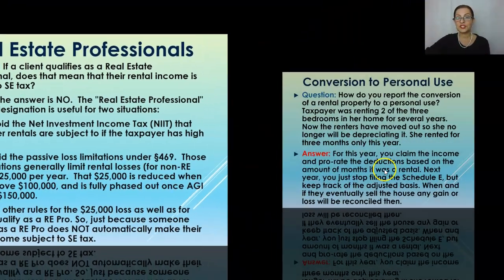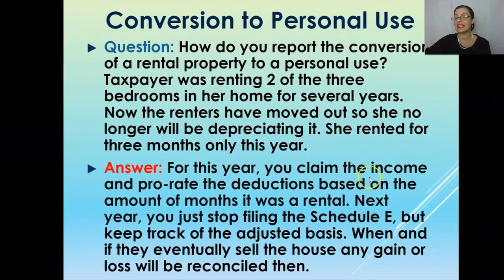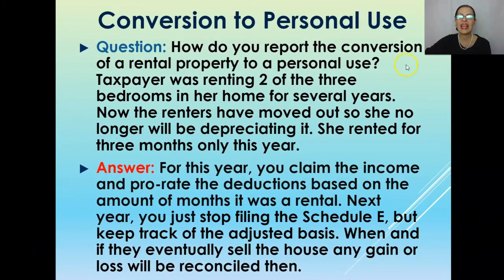Okay? Conversion to personal use. Okay, the last slide, everyone. How do you report the conversion of a rental property to personal use? The taxpayer was renting 2 of the 3 bedrooms in her home for several years. Now the renters have moved out, so she no longer will be depreciating it. She rented it for only 3 months this year. Okay, so in the current year, she has rental activity, 3 months. So she's going to have a Schedule E for the current year.